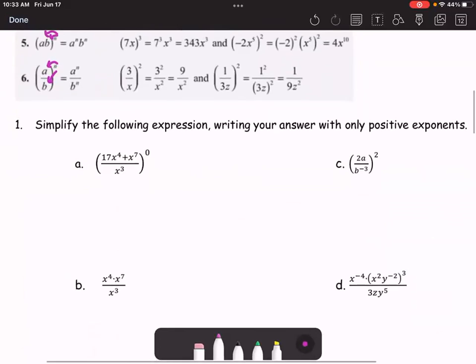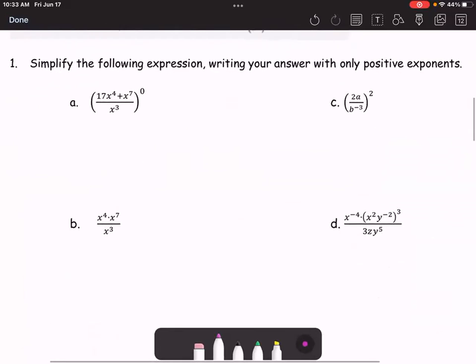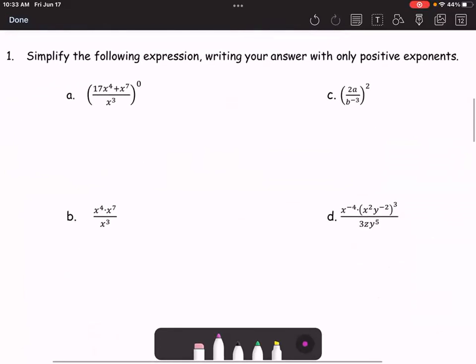Let's work on some examples. Number 1, we're going to simplify the following expressions, writing your answer with only positive exponents. The first one, part A, as you see, is the whole quantity raised to the power 0. Any non-zero term raised to the power 0, the result is always 1.